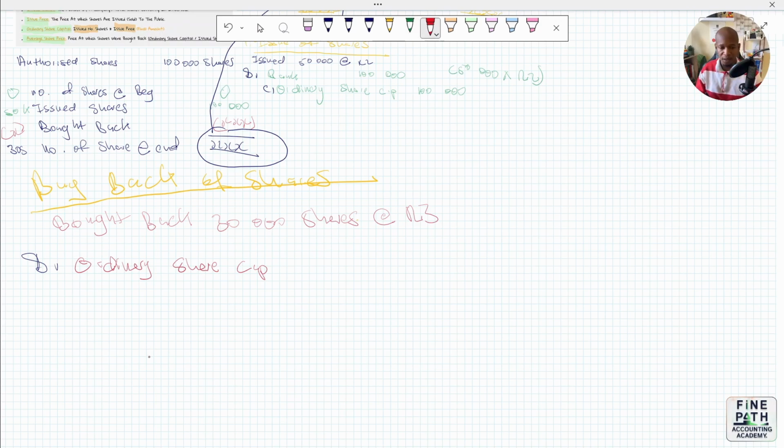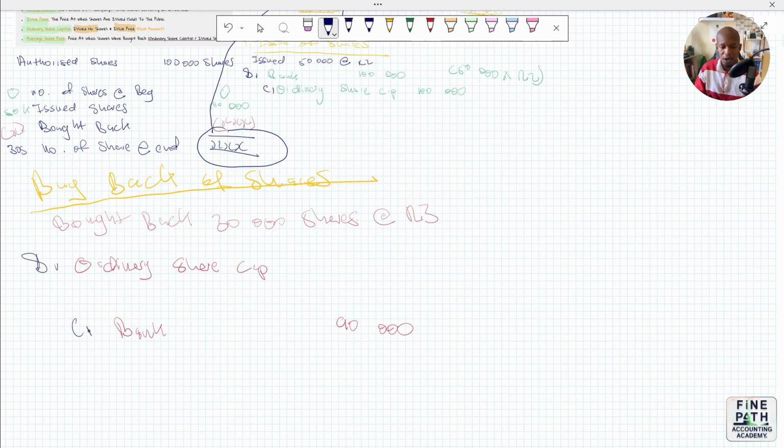The second thing that we need to look at is what had happened, for what purpose? We had paid money for buying back the shares. If we paid money, it means that our bank is going to decrease. Bank is an asset, it decreases on the credit side. So we need to have bank there, and that's how much we've paid. We've paid 3 rands per share, so 3 times 30,000 should give us 90,000 rands. Let's write our bank in red to show a decrease. So we would have our bank there at 90,000 rands, right?